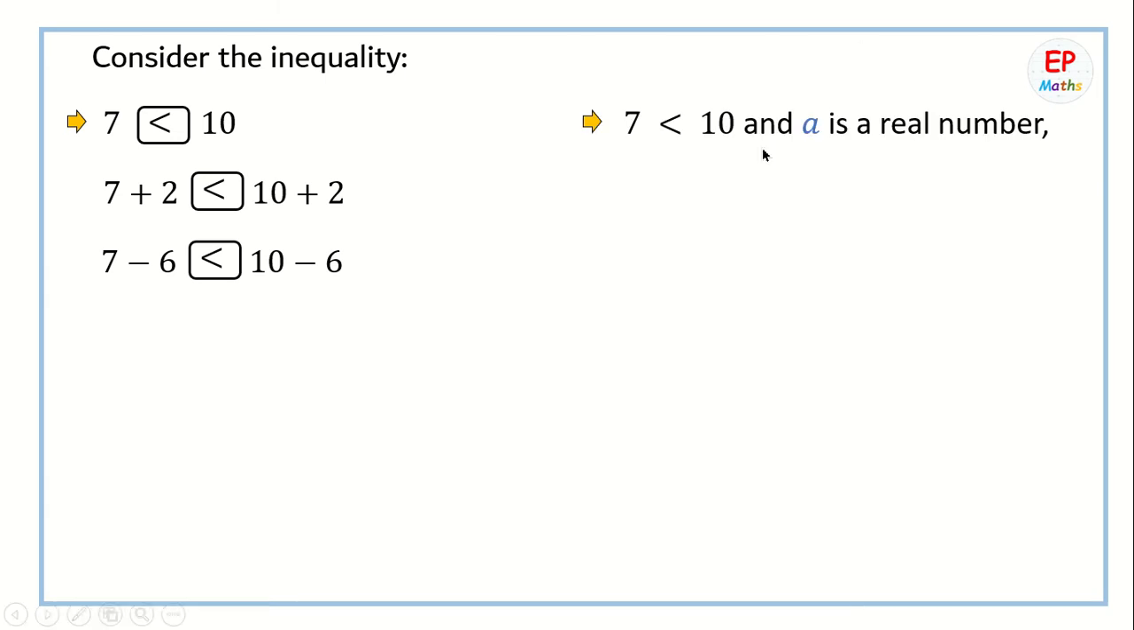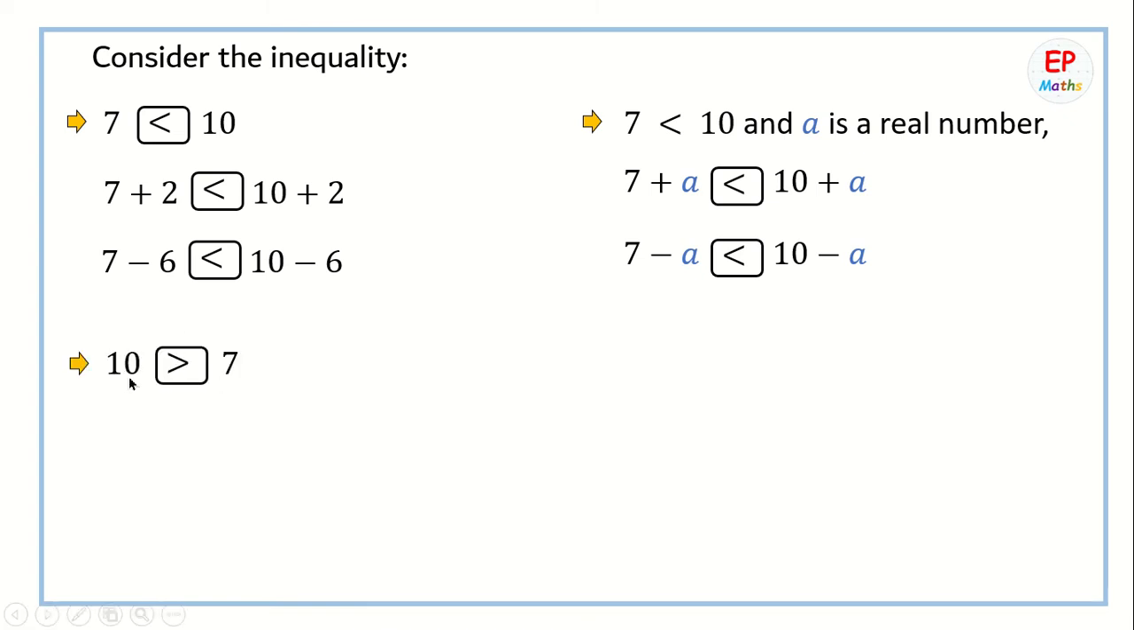Okay? Now, what do you think? 7 is less than 10 and a is a real number. What happens if I have 7 plus a and 10 plus a? It implies that still the sign will be less than. And if we subtract a from both sides of the inequality, still the sign will remain as less than. Let's look at the next part.